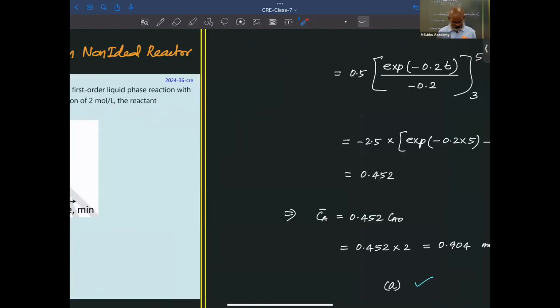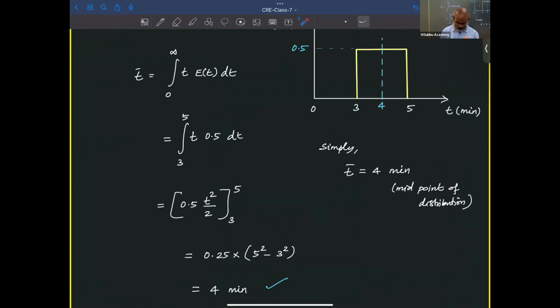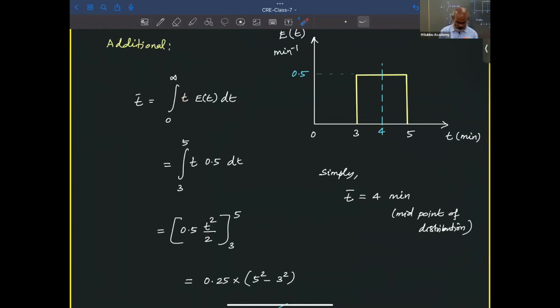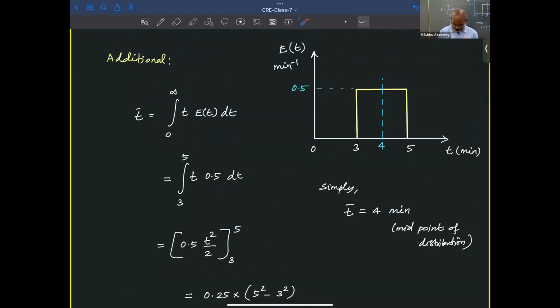Maybe to extend this, suppose you are asked to get the T mean. T mean is simply the mean residence time, simply the midpoint of this rectangular distribution. That you can also get from the integral of T into E of T. That is a valid expression for T bar.